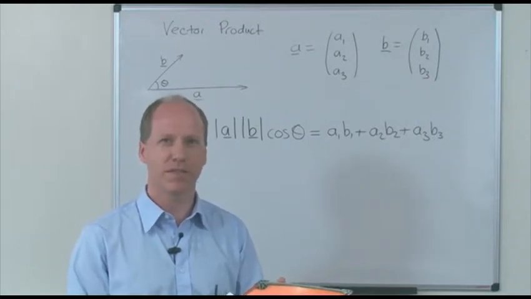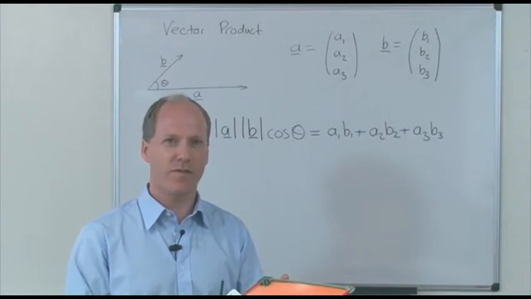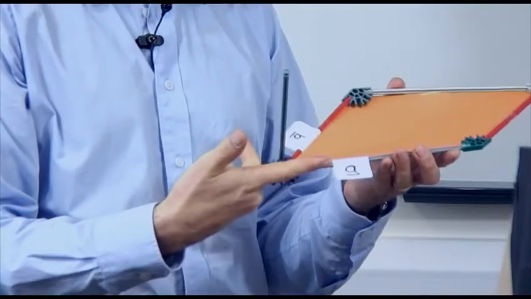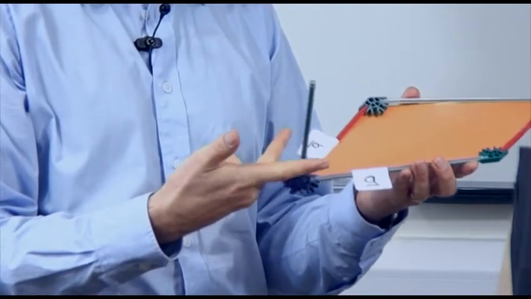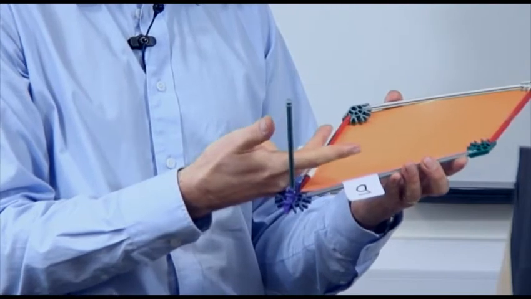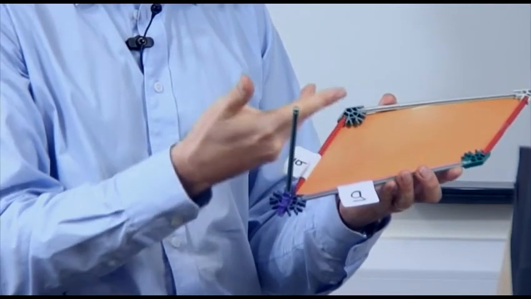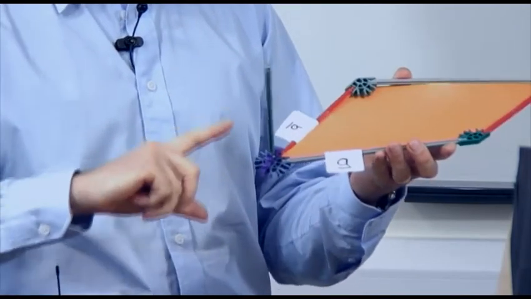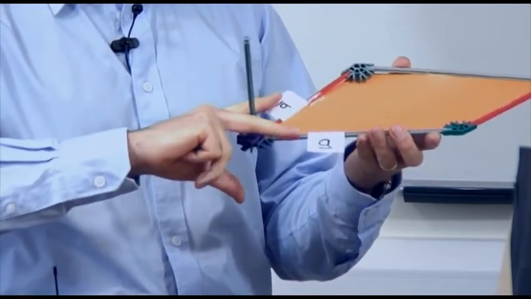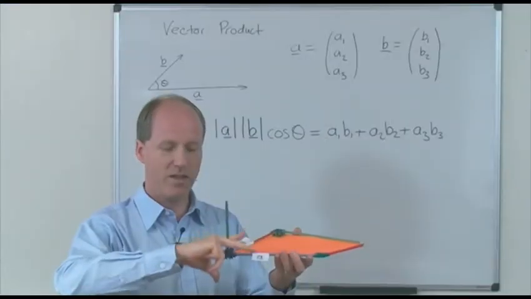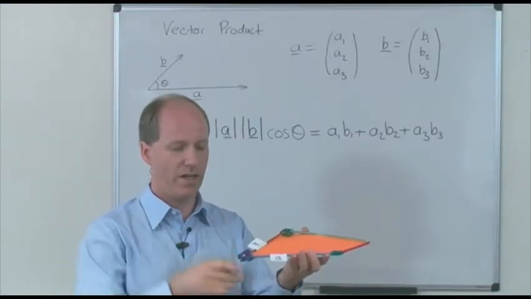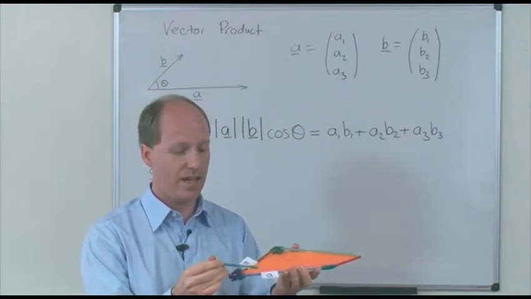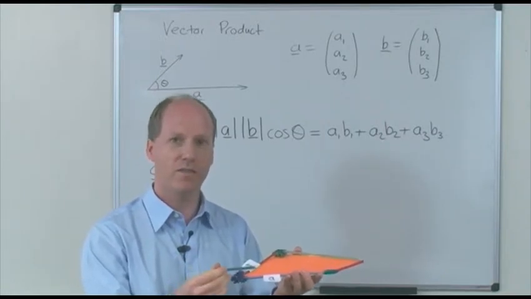To decide the direction of the vector A cross B, you hold your right hand like this, with your first finger pointing along the direction of the vector A, the second finger pointing along the direction B, and then your thumb points in the direction of A cross B. Now if I reverse the order, so I make B go along my first finger, A my second finger, then you can see that the normal points in the opposite direction. In other words, it points downwards, and that means that B cross A is equal to minus A cross B.